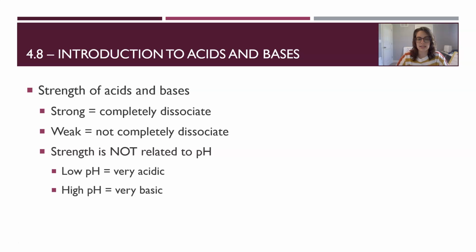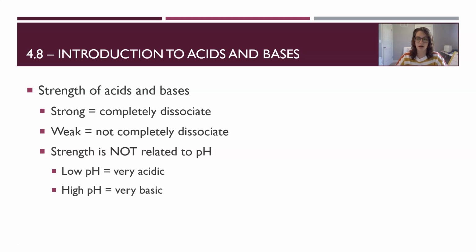Strength of acids and bases has to do not with pH, but with how much they dissociate. So this is a very common misconception, that strong acids are going to have a certain pH. And that doesn't have anything to do with pH. pH has everything to do with the concentration of the hydrogen ion, which is what we're going to talk about later when we talk about acids and bases in more depth. When we talk about strong and weak, we're talking about dissociation. So how much they break apart into their ions.